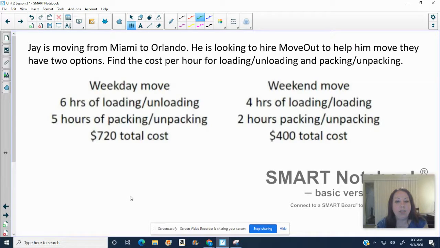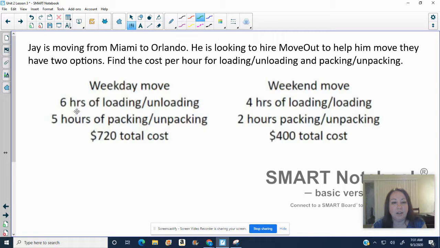Okay, we're going to take a look at example 4. Jay is moving from Miami to Orlando. He is looking to hire Move Out to help him move, and they have two options. Find the cost per hour for loading, unloading, and packing, unpacking. So we've got a weekday move and a weekend move with two different costs.